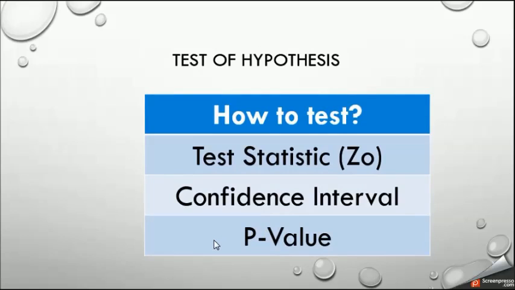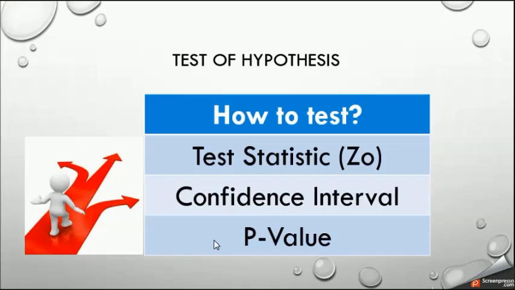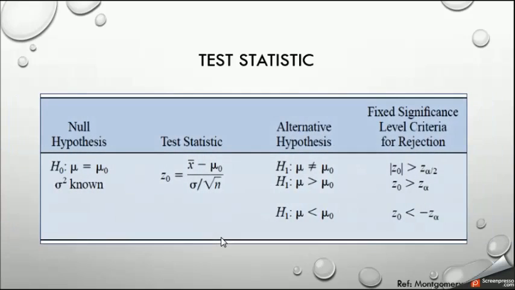So now we have seen three methods or methodologies to perform the test or to check and examine our hypothesis. We have seen the test statistic, which is Z naught. Z naught in fact is used usually when we know the variance sigma square or the standard deviation sigma of the population. We also have seen the confidence interval. We also have seen the p-value. So this is the summary for the test statistic.